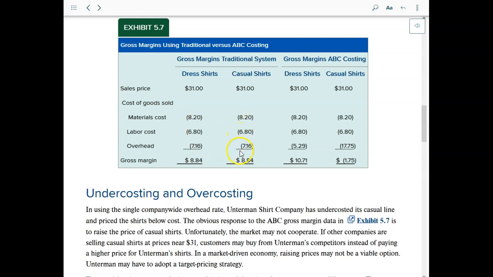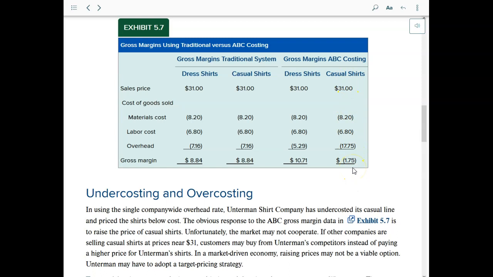Materials and labor were the same, and so it looked like we were making the same profit or gross margin on the two different types of shirts. Under ABC, again, materials and labor don't change. Overhead is different. Per shirt, it's $529 for dress. Casual shirts, $775. So maybe we're actually losing money on casual shirts.